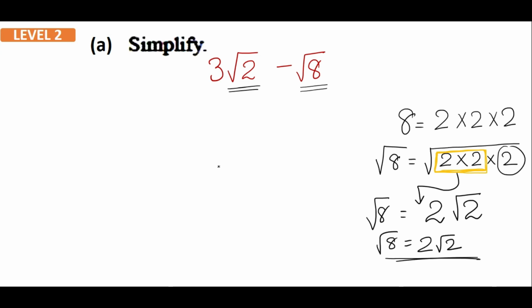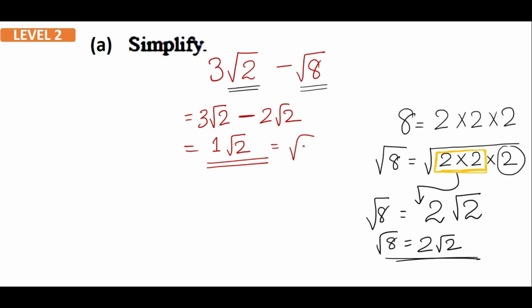If you need some clarity here, see, square root of 2 times 2 times 2 is square root of 2 times 2, which is 4, times 2. Square root of 4 is taken as 2 and you have the remaining 2 inside. That's another way of understanding it. Going back to the question, 3 root 2 minus, now I will replace root 8 with 2 root 2. Now my final answer, I'll have the root 2 there and 3 minus 2, which is 1 root 2. This is my final answer. Or you can just write it as root 2.